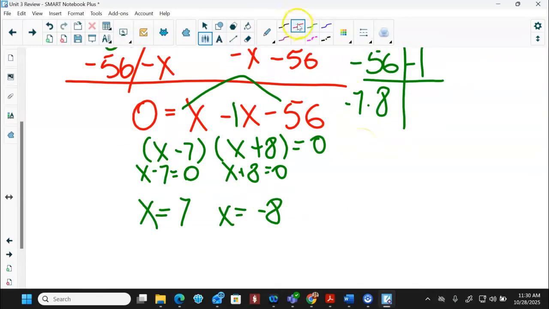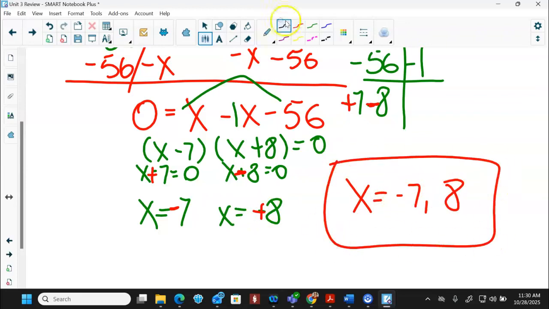Nope. Oh, I made a mistake. Look at that. There should be negative, because the bigger number has to be negative. So this needs to be negative, and this needs to be positive. So that's negative, that's positive. I made a mistake. So x equals -7 and 8.